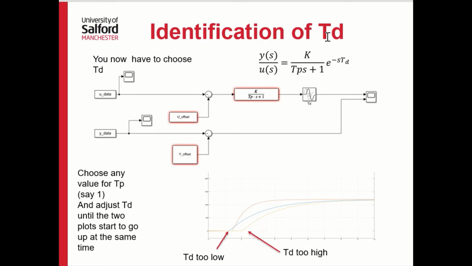Next thing we go for is TD. This is the time delay inside this box. Now, if TD is too small, it'll start coming up too early. If TD is too big, it'll start coming up too late. So adjust TD now until it starts coming up at the right time. So this is TD too big, this is TD too small. And you can just adjust it, make it a bit bigger or a bit smaller until it starts off at exactly the right point, the same as the real data. So then you've got the TD correct and the K correct.